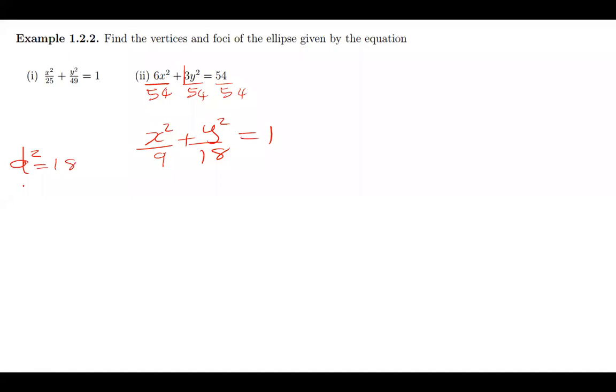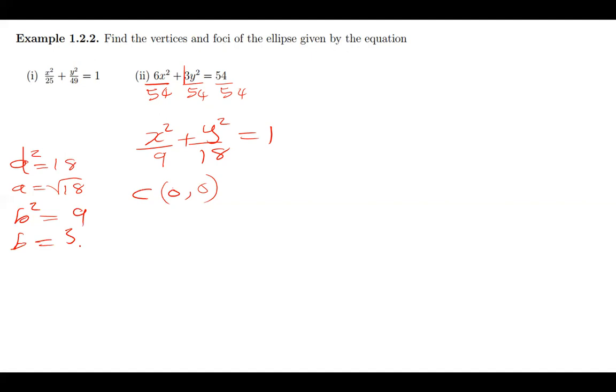Meaning our a is just going to be the square root of 18. Our b squared will be 9, meaning our b will just be 3. Apart from this, what else are we supposed to find? The center. The center is just (0, 0), even this one. So the center is just (0, 0).